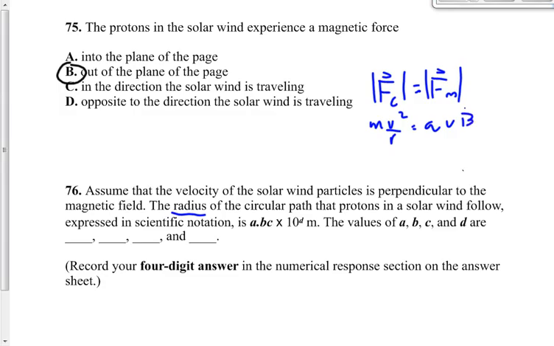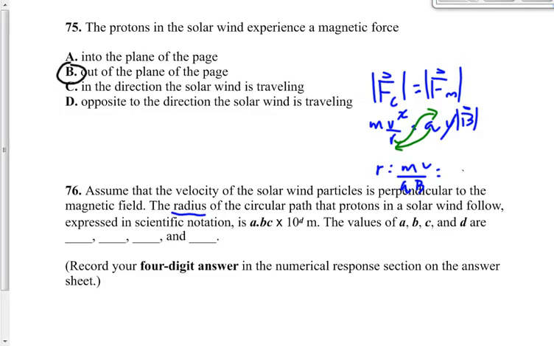One of the v's cancels. Not both of them, but one of the v's in each term, each side cancels. And we're looking for r. So the r goes up here, and the QB goes down. So effectively cross-multiplying, r becomes equal to mv over QB.